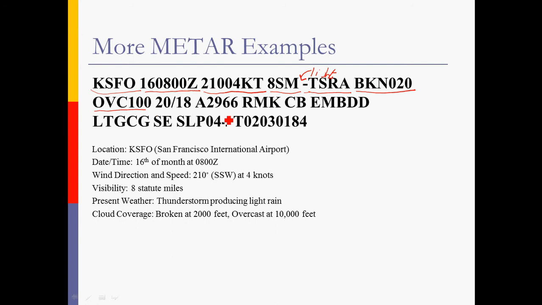Okay, the next piece of information is 20/18. And this is telling us about temperature and dew point in degrees centigrade or Celsius. So the temperature was 20 degrees Celsius and the dew point was 18 Celsius.